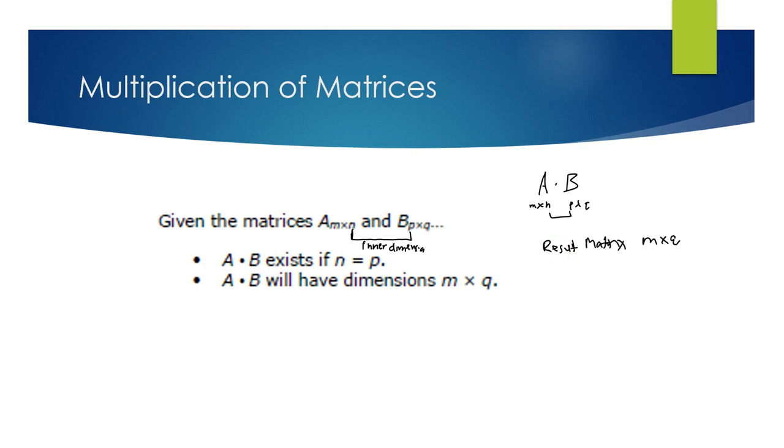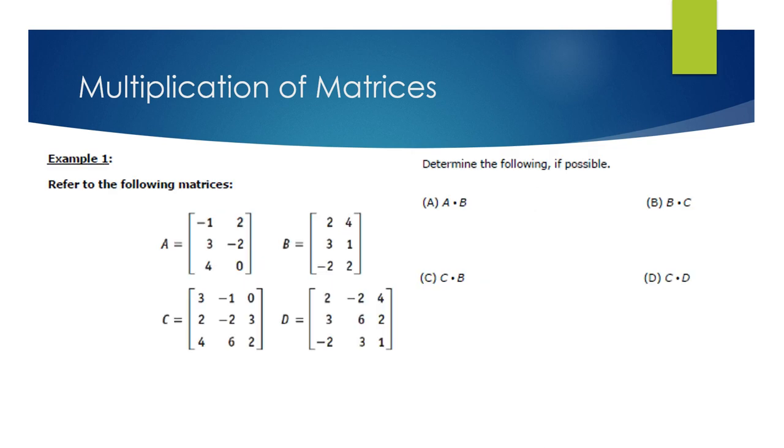So, for instance, going back to some of the examples we saw before, these are the same matrices we had in previous examples. Determine the following if possible. So I look at A and B. A and B are both 3 by 2 matrices. Since these dimensions are not the same, it's not possible. B times C. B is a 3 by 2.